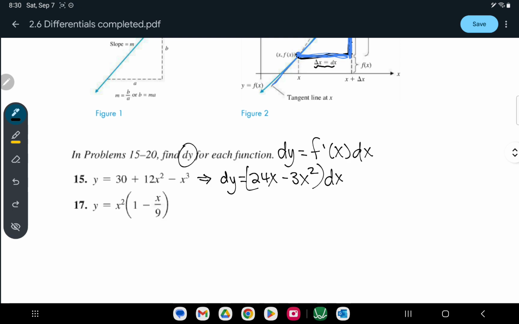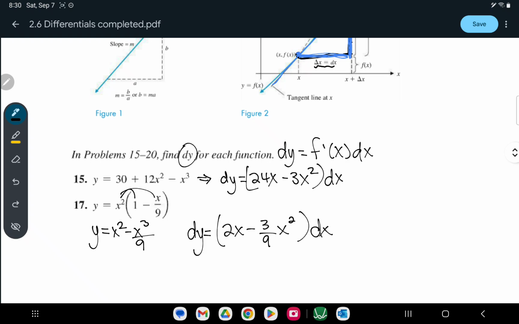Let's try this function. We don't have a product rule for our derivatives yet, so I need to distribute that x squared. So that's x squared minus x cubed over 9. Now I can find the derivative. So dy, the derivative, is going to be 2x minus 3/9 x squared, all times dx. And then the only thing I'm going to do is clean up that fraction there because I can reduce that. So that's 2x minus 1/3 x squared dx.